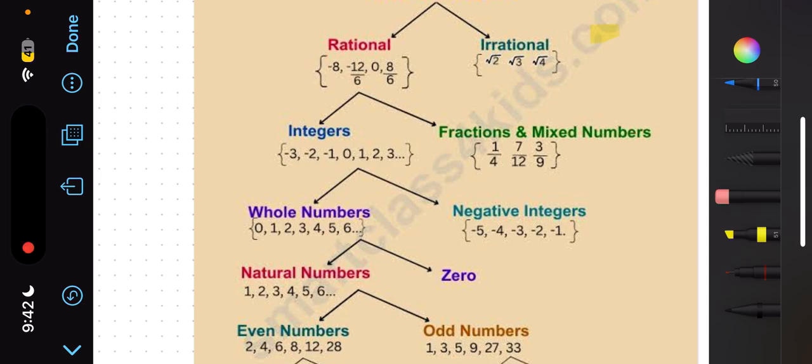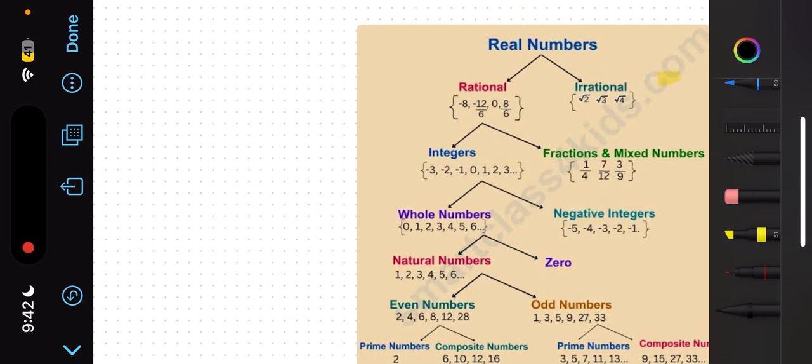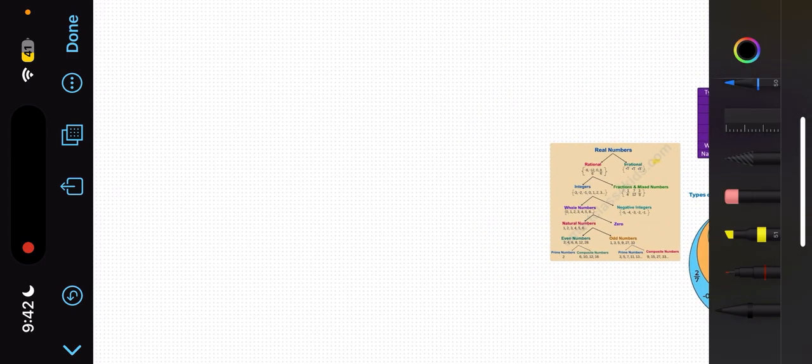Now let's learn about negative integers. Integers include negative numbers, positive numbers and the origin 0, but negative integers only include minus 5, minus 4 and all the negative values. They don't include 0, because 0 is neutral, it's the origin. It isn't positive and it isn't negative, so you won't write 0 in negative integers.